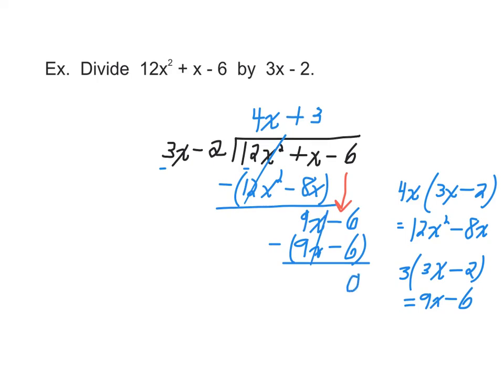With a 0 remainder. These worked out perfect. No remainder at all. 12x squared plus x minus 6 is perfectly divisible by 3x minus 2. You get an answer of 4x plus 3.